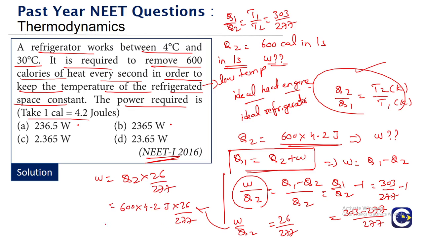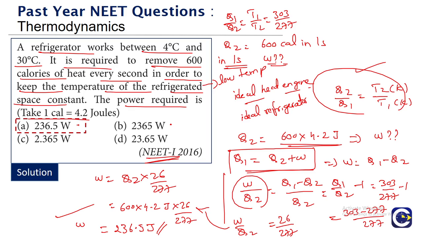Okay, so if you simplify this, we will get this close to 236.5 joules. So this is the electrical work to be done in 1 second. Means what? The electrical power will be 236.5 watt. So the correct answer for this is option A.